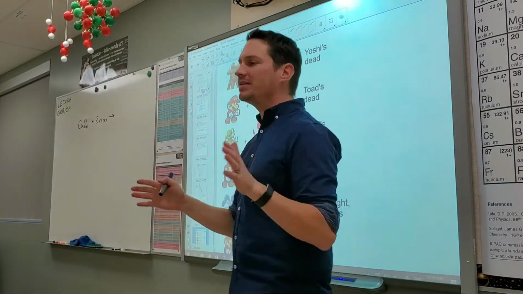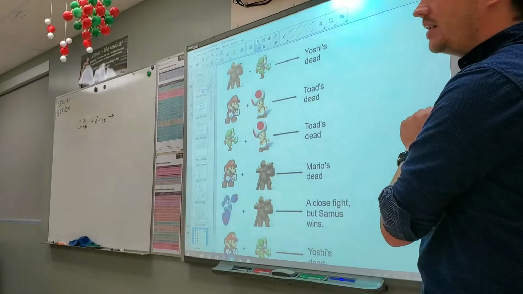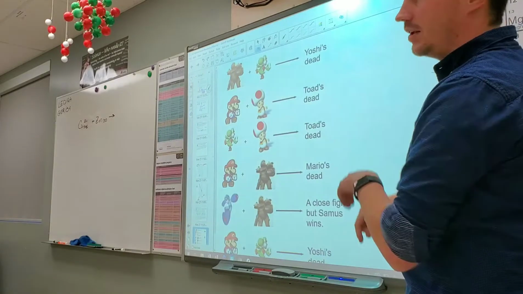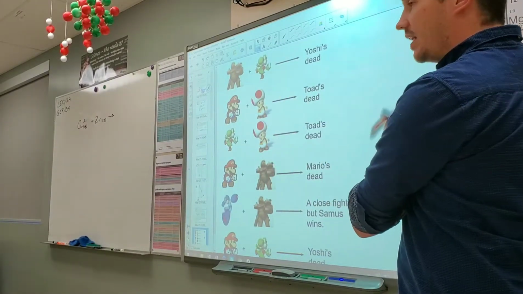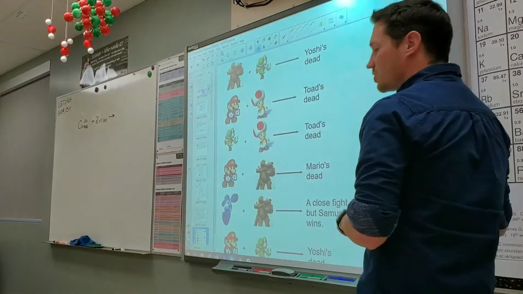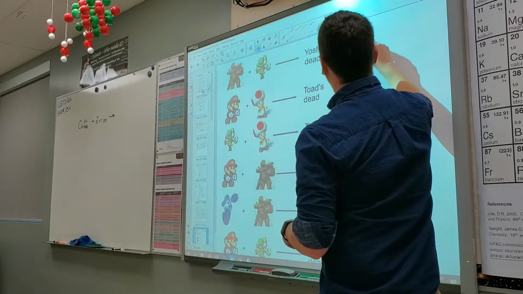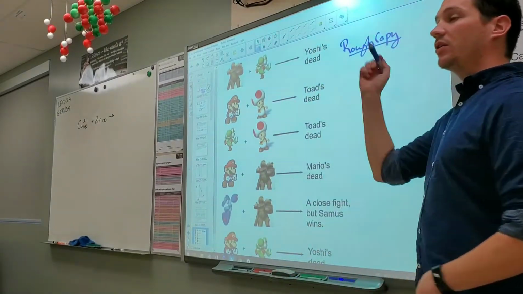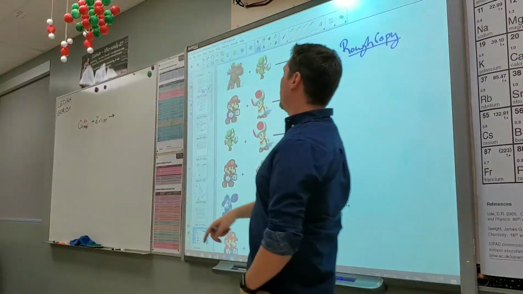A couple comments. Have a little rough copy going on the side, and once you have all of the battles kind of roughed in, then you can make a good copy. So we're going to make a rough copy, and then on the bottom we're going to make a good copy. And be prepared to cross things out or erase things or whatever. So let's try and think about this.